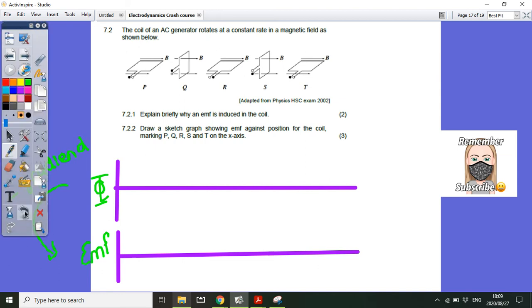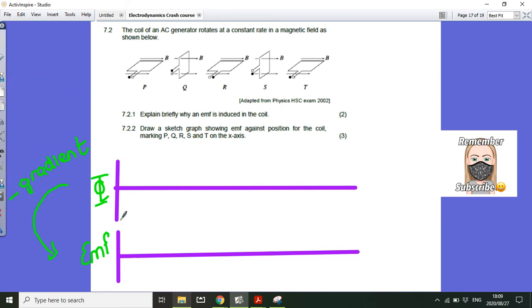induction again, because you know that EMF is directly proportional to the change in phi over change in time. But if we make it an equal, then we get the negative sign there.